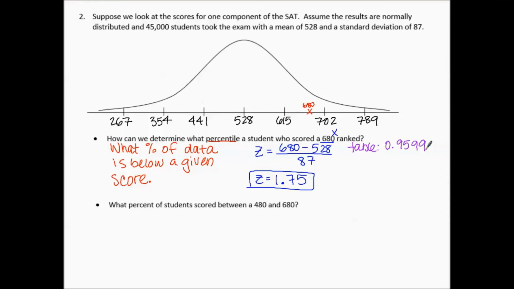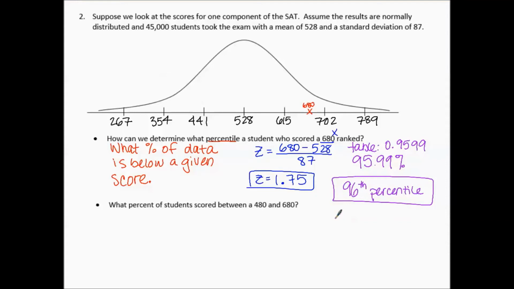So if we change this to a percentage, that means that 95.99% of people scored below a 680 on this section of the SAT. We were asked to write a percentile, which is always given as a whole percentage. So if we round this, this would be the 96th percentile. So this person scored better than approximately 96% of people who took this exam.